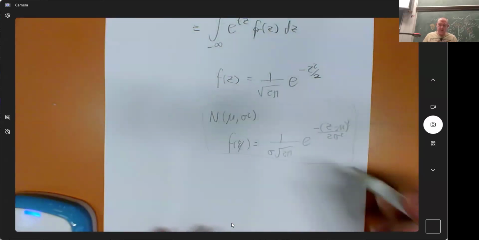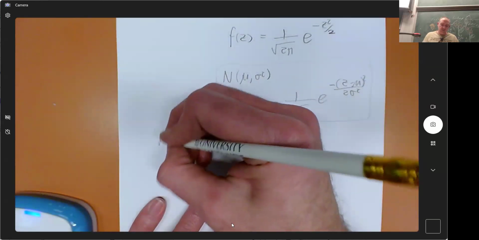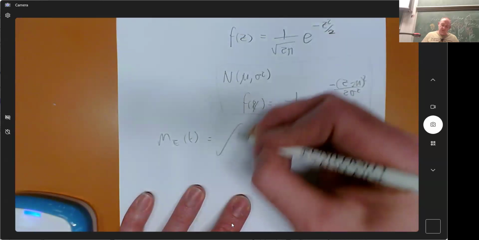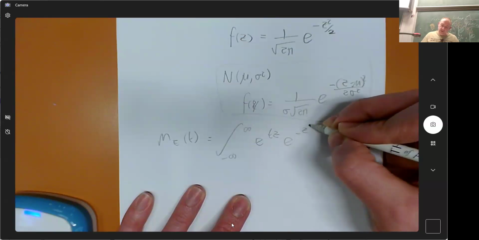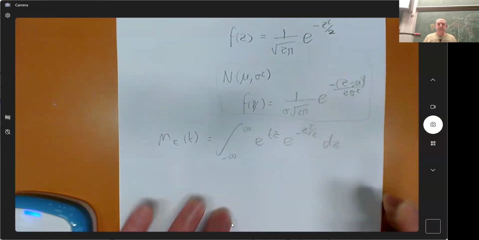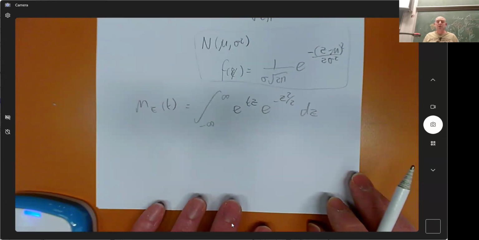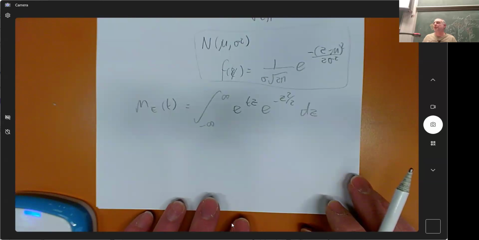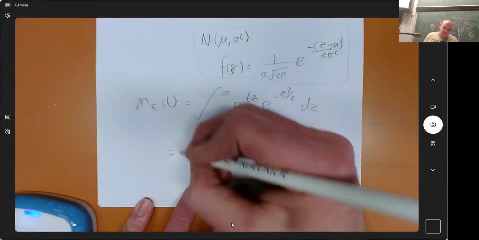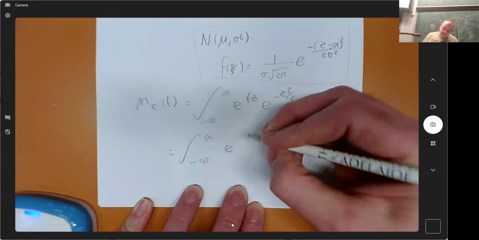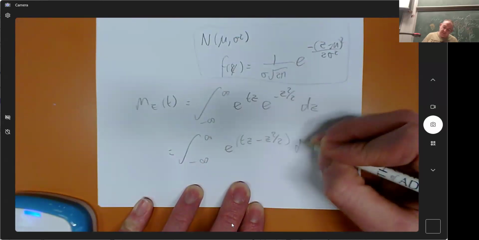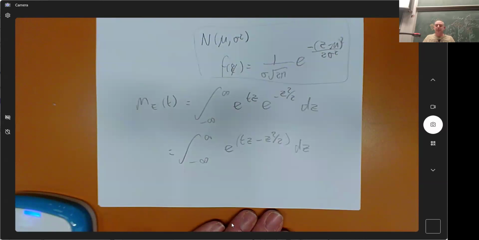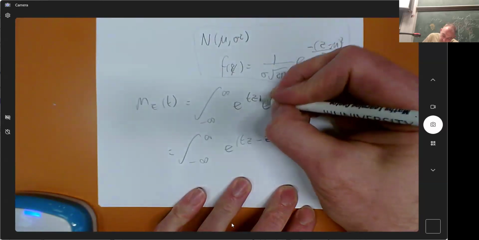So that means that my M_Z(t) must be the integral from minus infinity to infinity of e to the tz e to the minus z squared on 2 dz. I'm okay. Sure. And why not? Okay, so yes, I did choose the hardest one. So if we can do this, we can do anything. All right. Oh, crap. I forgot the 1 on root 2 pi.